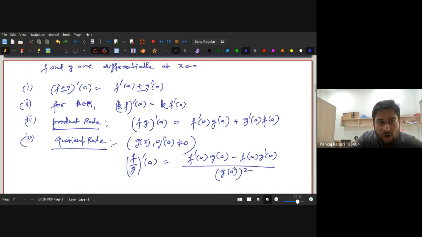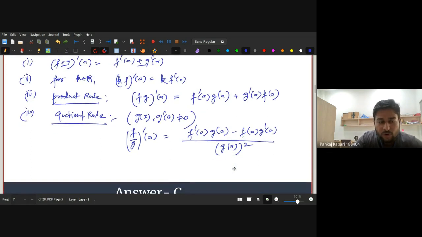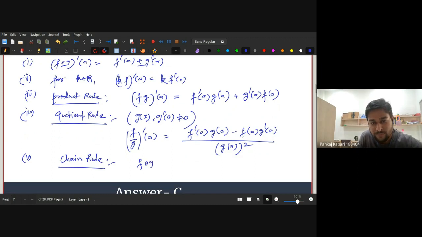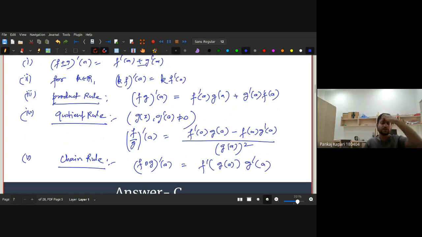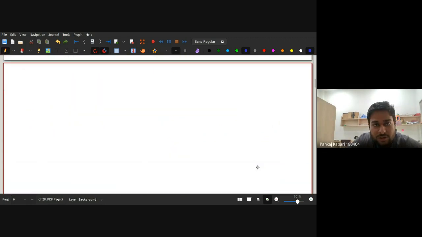So this is called the algebra of derivatives, and the fifth property, actually not algebra, but still a property of derivatives, is called the chain rule. What is the chain rule? It allows us to differentiate the composition of two functions. If you want to differentiate f compose g at a, that will be the same as differentiating f at g of a and then multiplying by the derivative of g at a.